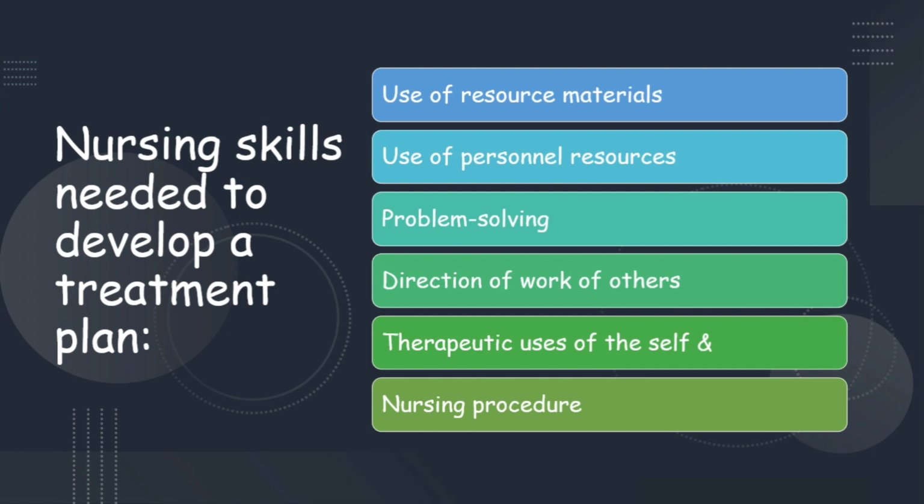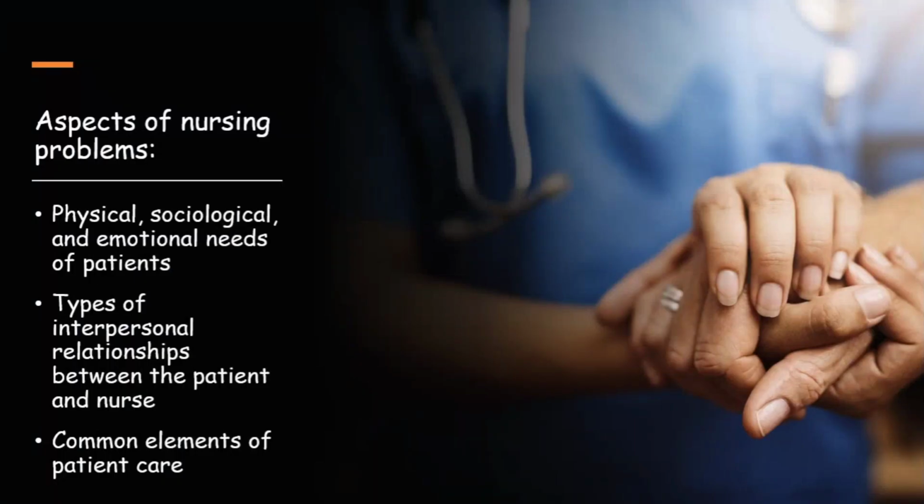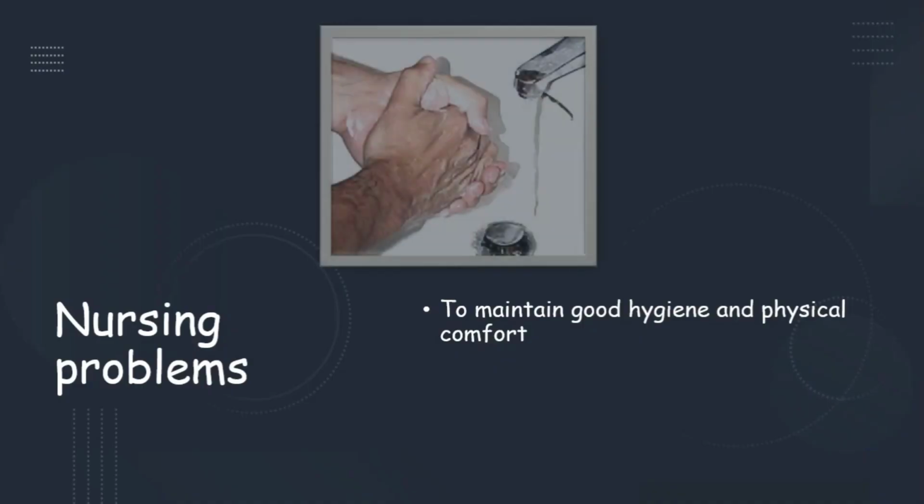Now let's get on to the nursing problems given by Abdullah. They belong to the following aspects: physical, sociological and emotional needs of the patient, types of interpersonal relationships between the patient and nurse, and common elements of patient care. So the problems are as follows. First one is to maintain good hygiene and physical comfort.